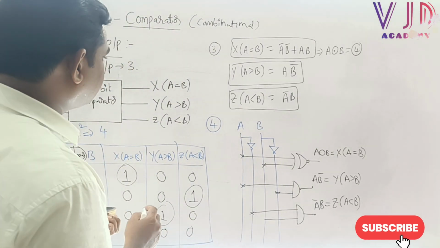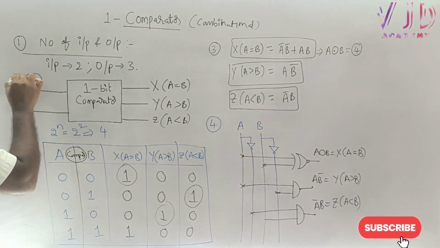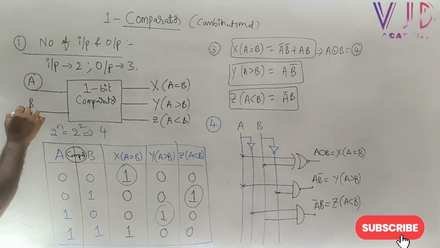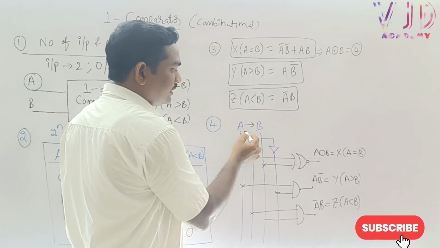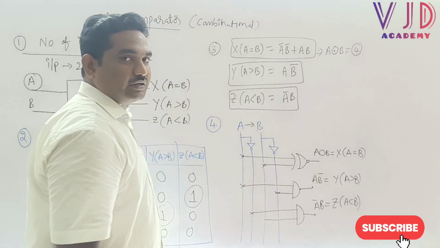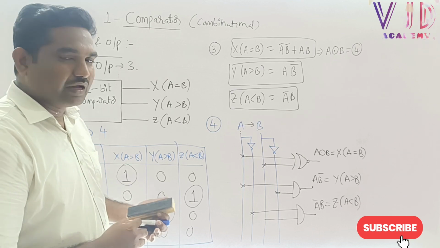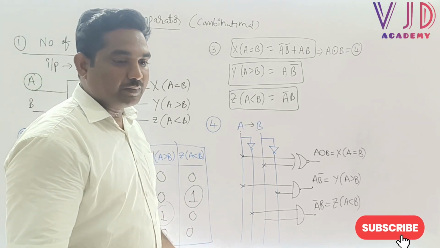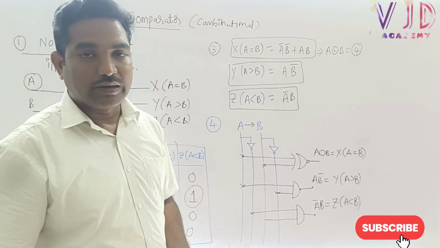This is the circuit diagram of comparator. Sir, we can say that this is 1-bit comparator, which means we are just comparing A with B. We are comparing A bit with B bit. So we can call it a 1-bit comparator. And we have 2-bit comparator, 3-bit comparator, 4-bit comparator also, and we can say n-bit comparator also.